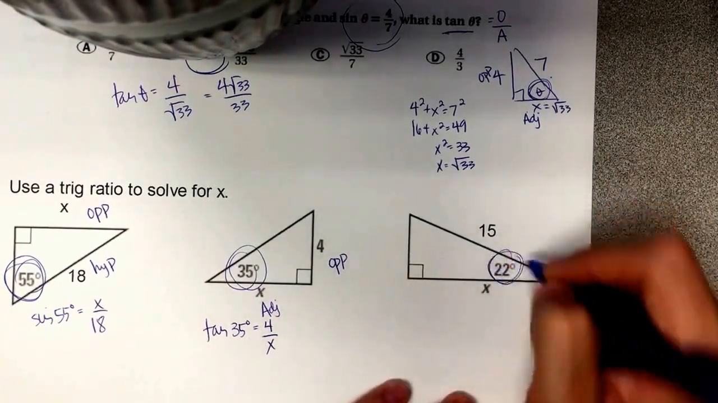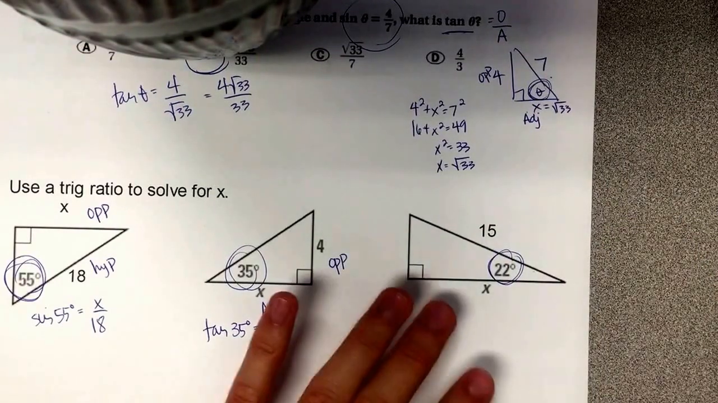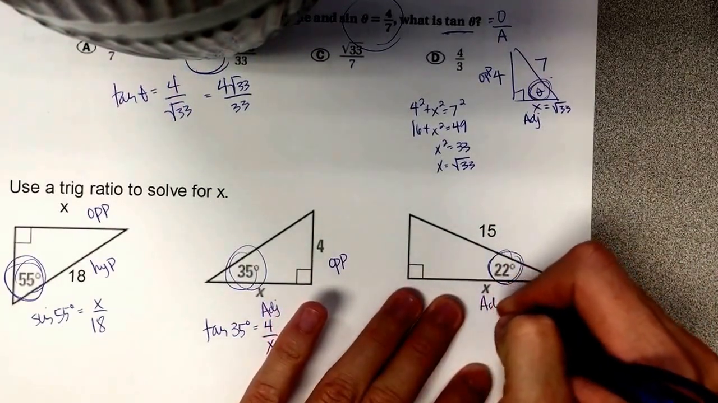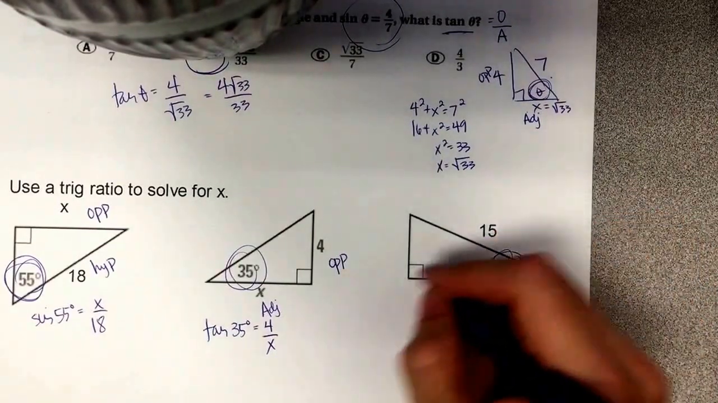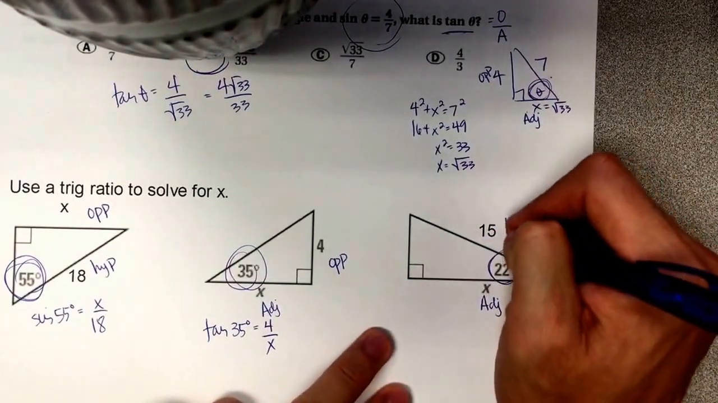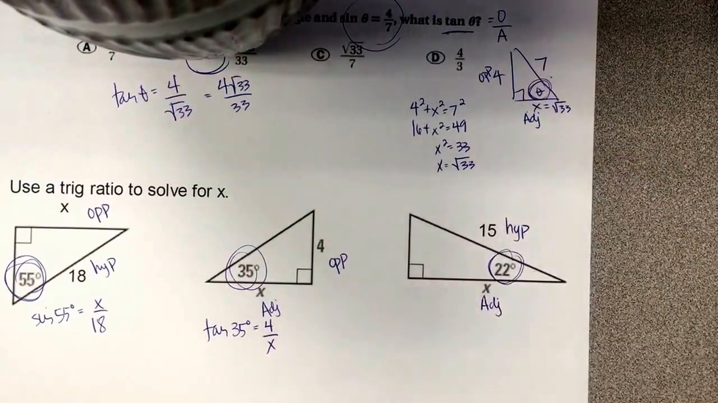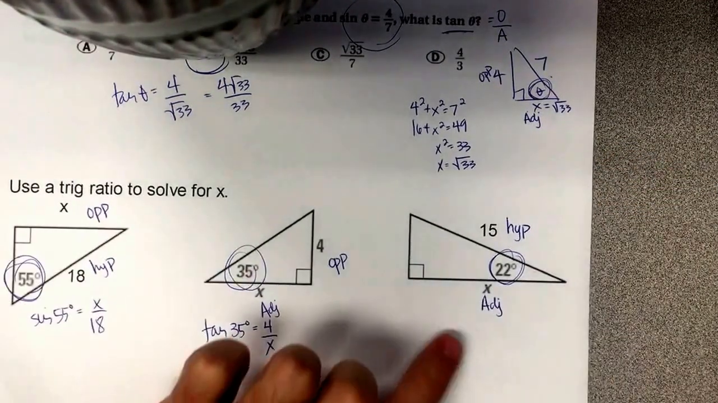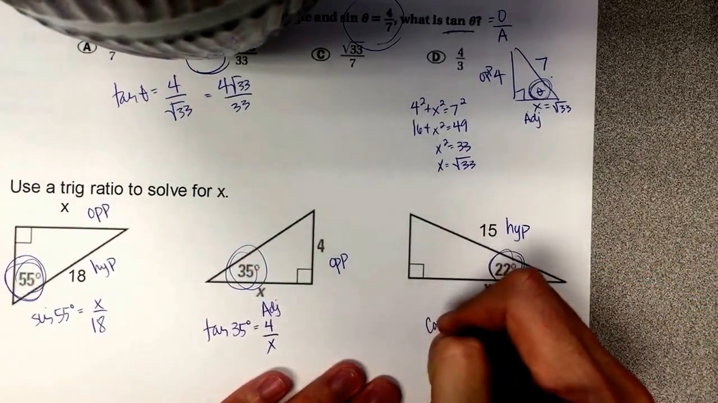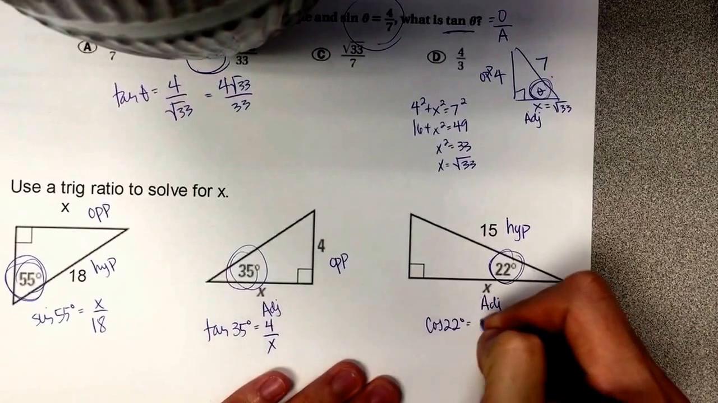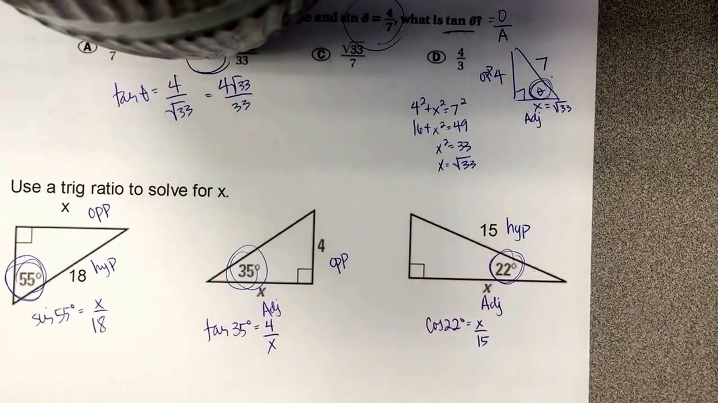The last one, there's my 22 degrees. The x is the side next to the 22 degrees, so that would be my adjacent. The 15 is across from the right angle, which makes it the hypotenuse. So from our SOHCAHTOA phrase, adjacent and hypotenuse means that we're going to use cosine. So cosine of 22 degrees equals x over 15.